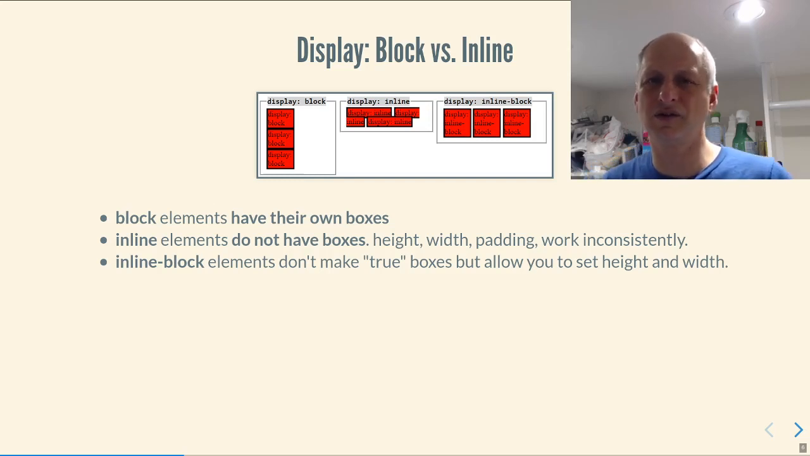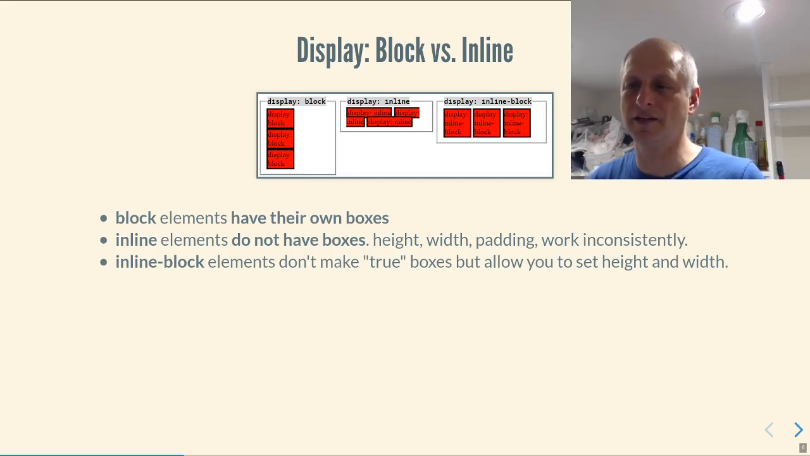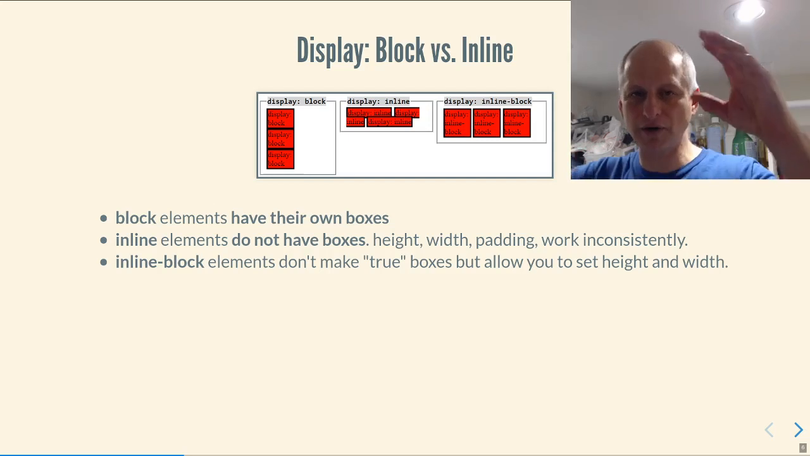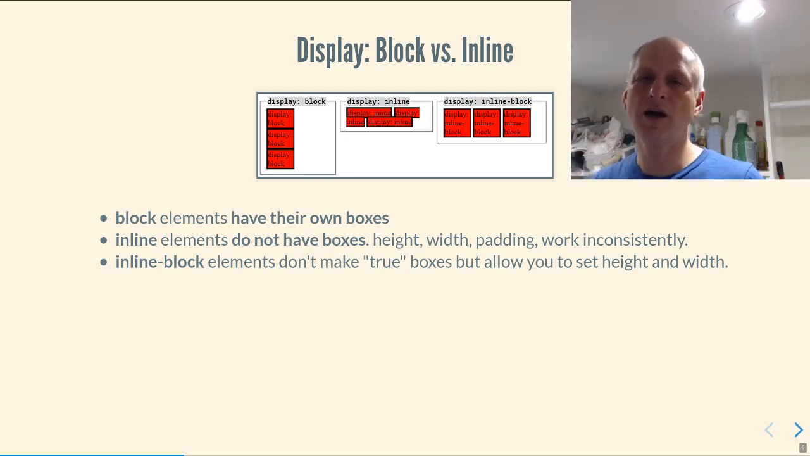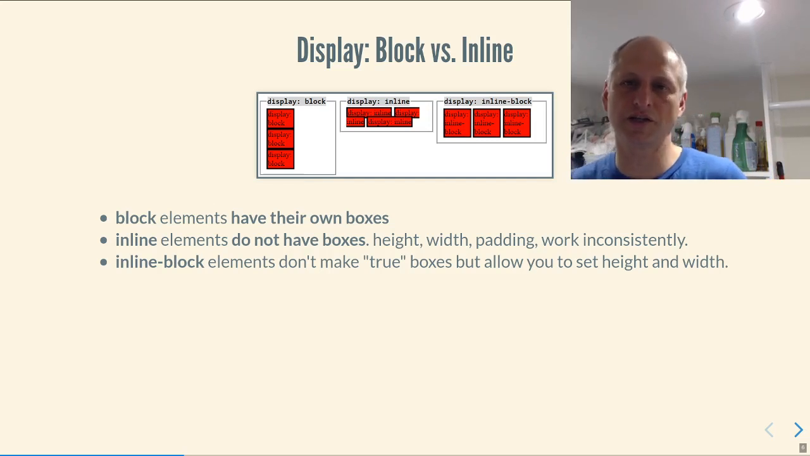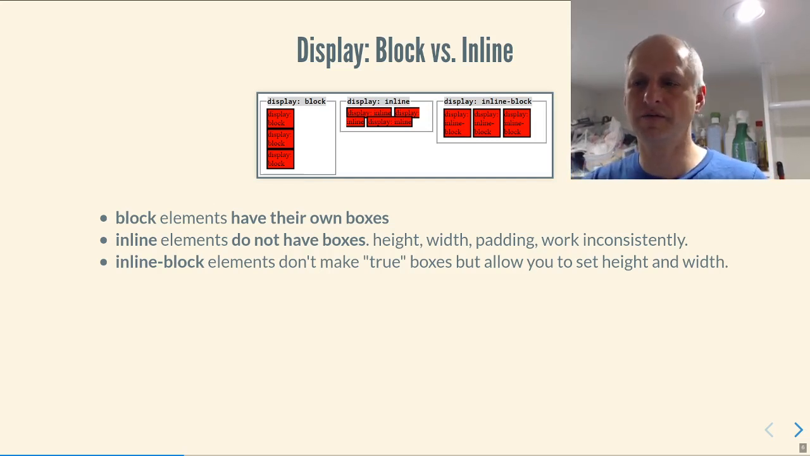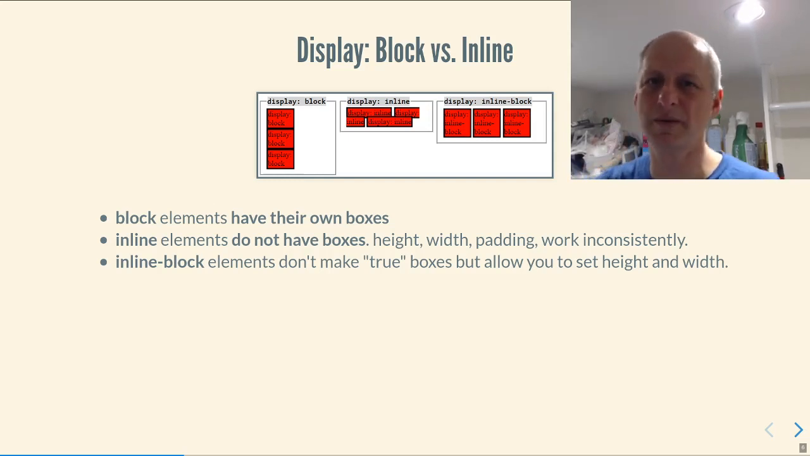The fundamental distinction in CSS is between block level and inline level elements. Block levels get their own boxes, inline elements don't. Inline block elements are less commonly used, though they're still pretty commonly used, and they don't really take up their own row in the page, but they do allow you to set a height and width, which inline elements won't. So sometimes you'll find yourself wanting to give an inline block property to something because you want to be able to set its height and width.